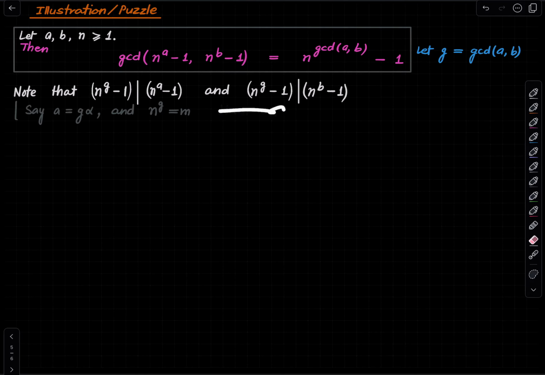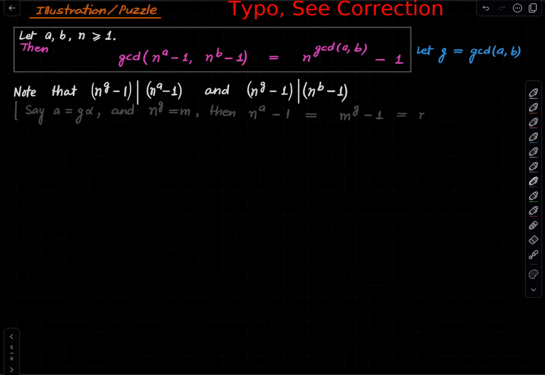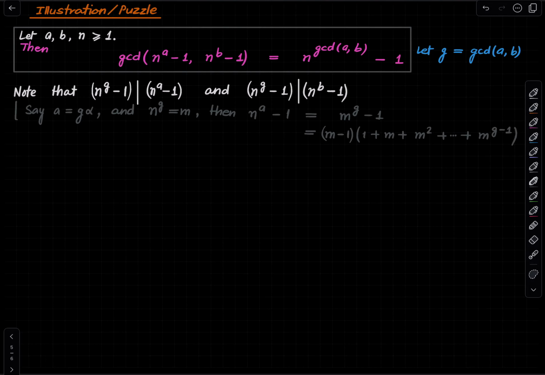Then n to the power A minus 1 is M to the power alpha minus 1, which is, as you must know, M minus 1 times something, correct? We have that. And what is M? M is n to the power G. So n to the power G minus 1 is dividing n to the power A minus 1. It's a very simple thing that I'm saying, but I said it in full detail. So I hope you follow that these two things are there.